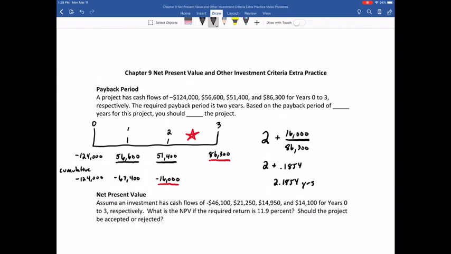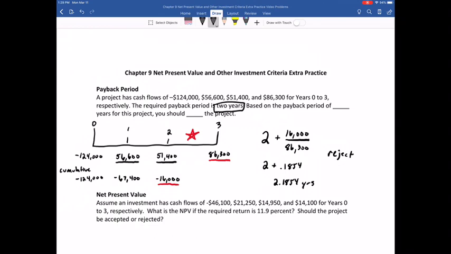Based on the required payback of 2 years, we would actually reject this project because it does not meet our 2-year threshold for recouping our investment. So we do assume that last year's cash flow is received equally throughout that year when we're calculating our partial year in this scenario. But this is how you would calculate the payback period.